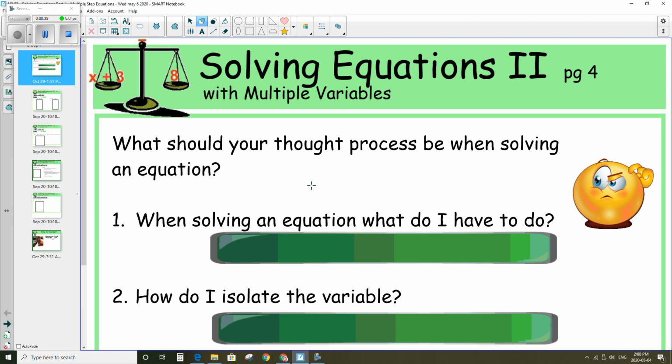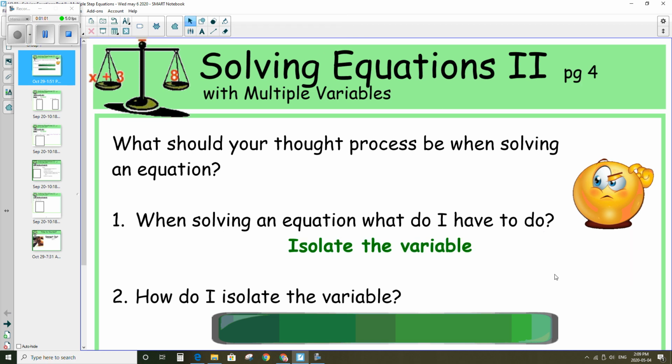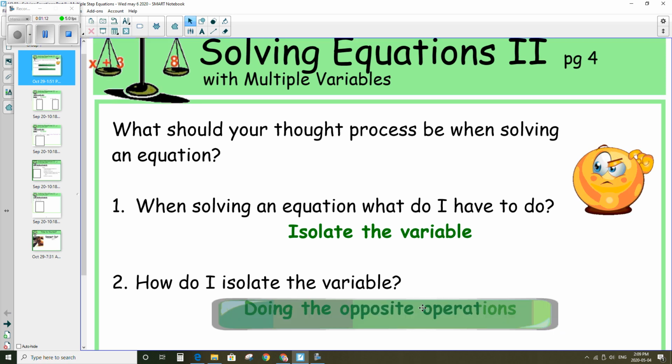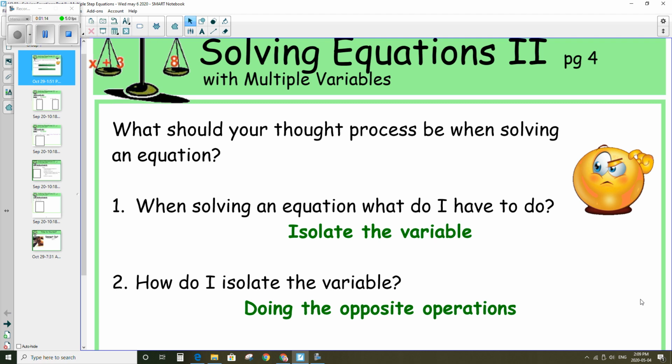All right, so this part is not on your page, but just a couple questions that you should have in the back of your mind while you're working on this unit. So what should your thought process be when solving an equation? You should be thinking about, what is it that I have to do? What is the goal? And it's to isolate the variable. It's to have the letter on one side of the equal sign by itself equal to a number. And how do I do this? How do I isolate the variable? You're going to do that by doing the opposite operations.